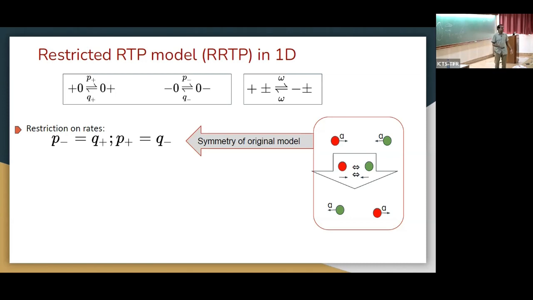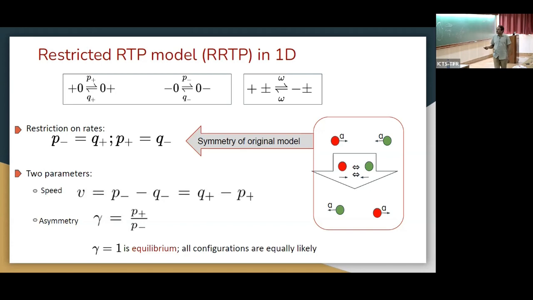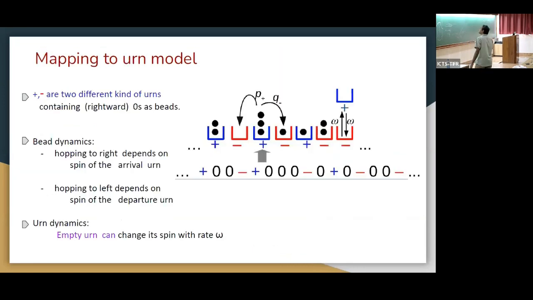Okay, that is also studied by Professor Bomma and things like that. I forgot to put the reference here. Yeah, okay. So there are two parameters here. For run parameters, P plus, P minus, there are two conditions. There are two parameters. One is this velocity, P minus minus Q minus, and one is gamma, which is the asymmetry. Okay, P plus by P minus. And you can see that when gamma equal to 1, which means that P plus equal to P minus, with this condition, everything is just equilibrium, and all configurations are equally likely in this situation. So this is a very trivial case.